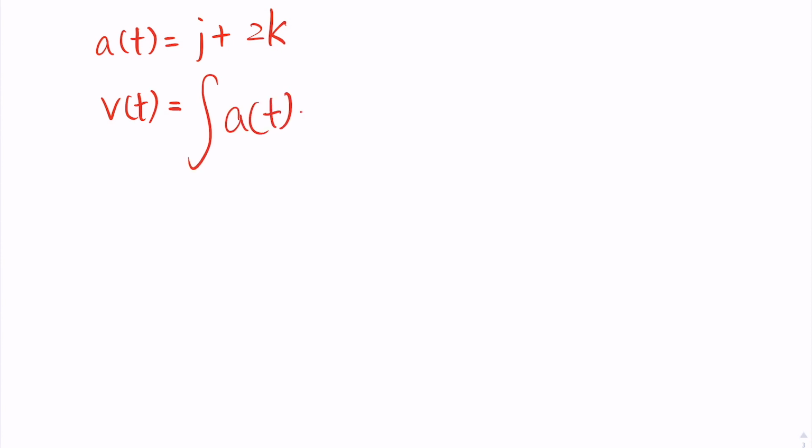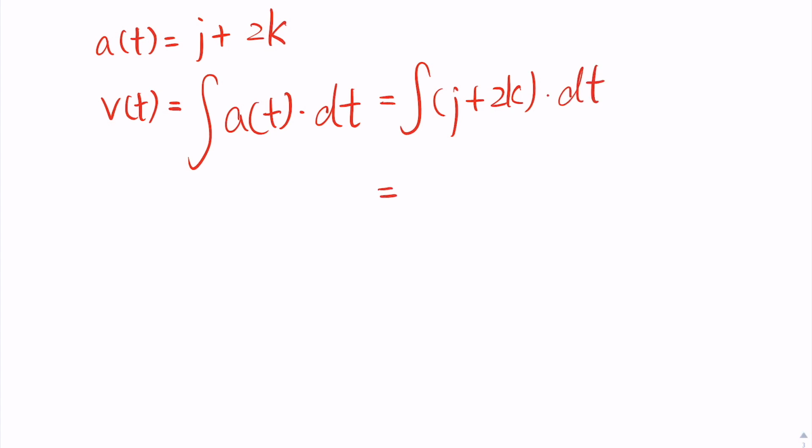Same thing if you have a function of acceleration, which in this case is a(t) equals j plus 2k. You can use integration to get the velocity function as well as the position function. So in this case, v(t) will equal the integral of the acceleration function, which is the integral of j plus 2k dt, and you've already learned how to do the integration for vector functions.